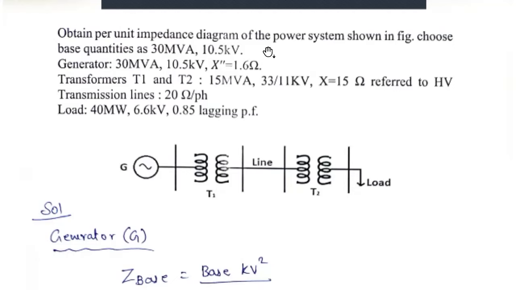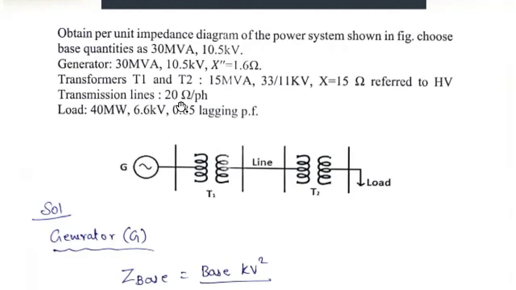Obtain the per unit impedance diagram of the power system shown in the figure. Choose the base quantities as 30 MVA and 10.5 kilovolt. The generator rating is given as 30 MVA, 10.5 kilovolt, and the subtransient reactance, that is X double dash, is given as 1.6 ohms. Next, the transformer ratings for both transformers, T1 and T2, are given as 15 MVA, 33/11 kilovolt, with reactance 15 ohms, referred to the HV side, as they have given clearly.